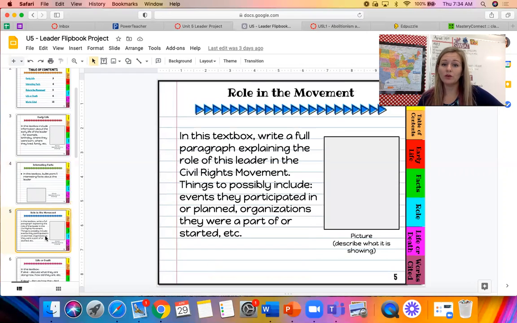Then you've got the role in the movement. So what kind of things did this person participate in? What events did they play a role in? What organizations were they a part of or did they start? Tell me about what they did in the civil rights movement. Again, this is all in paragraph form. Make it fit on. And then you're going to give me another picture. And again, describe what we're seeing in the picture.